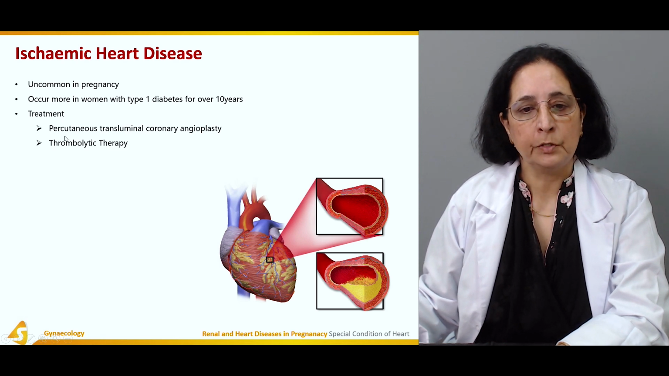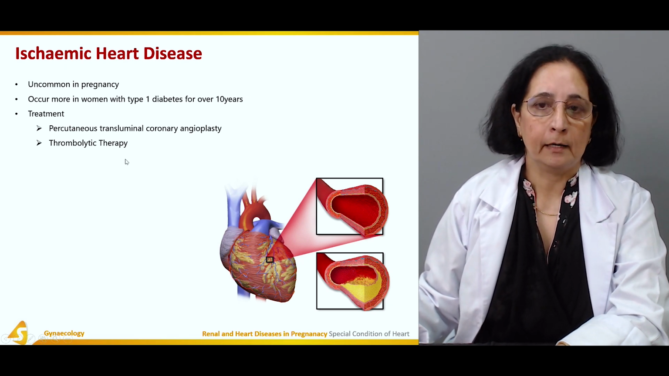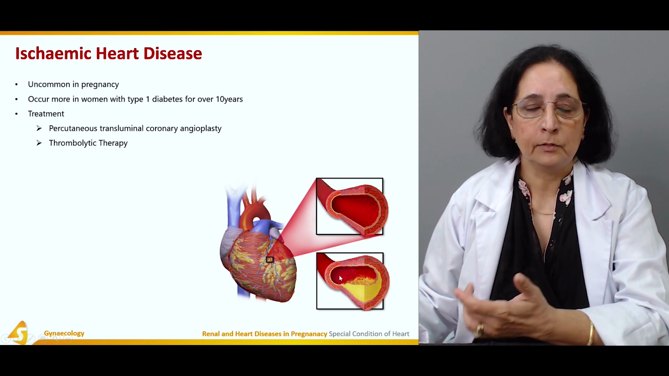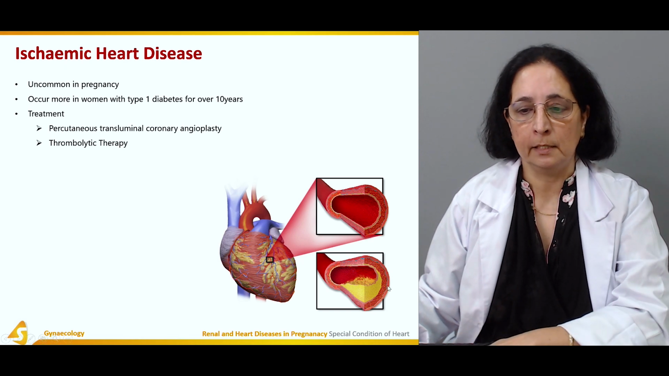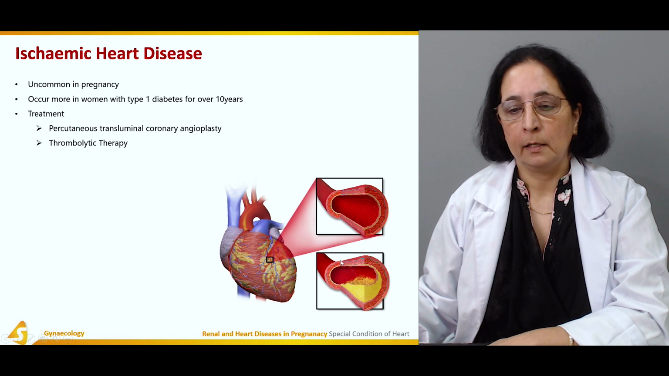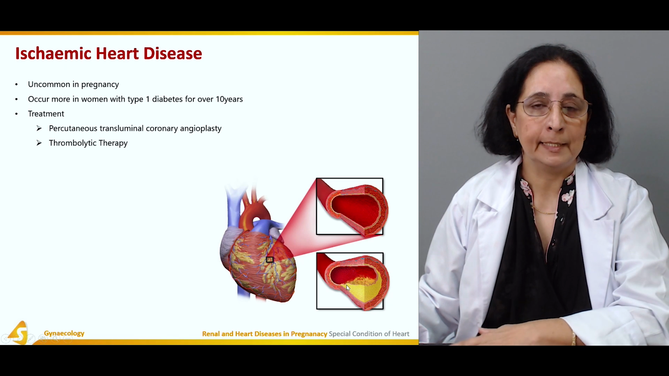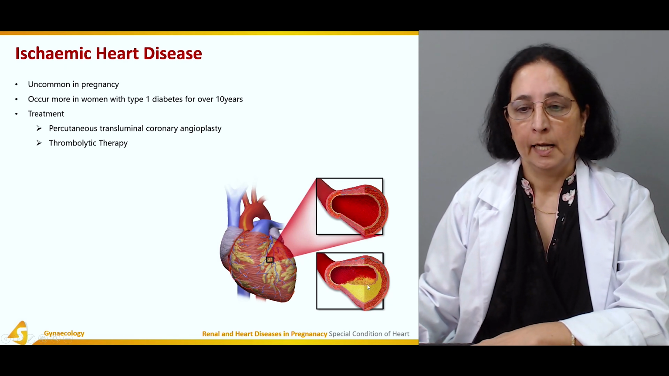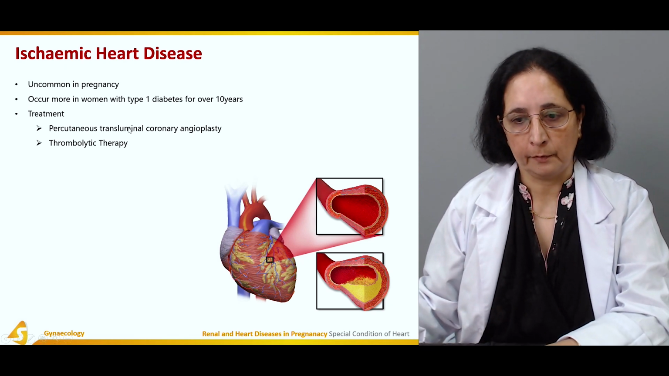Treatment is percutaneous transluminal coronary angioplasty and thrombolytic therapy. So thrombus is also formed as a result of deposition of fat inside the blood vessels, and thrombolytic therapy can be given to destroy or dislodge those thrombi. And then angioplasty can be performed to open up the blood vessels.